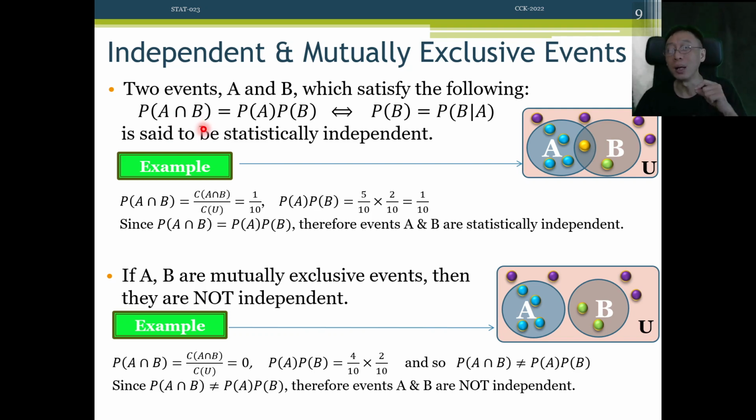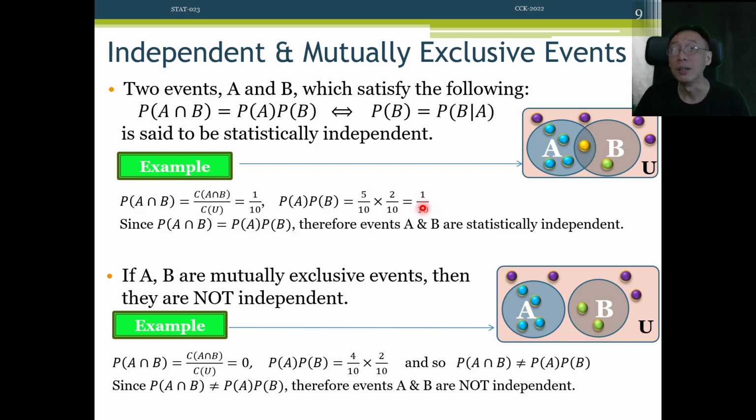Okay, let's just do a quick numerical check first, using this example. So what is P of A? That's five balls divided by 10, so 5 out of 10. Let's multiply that by P of B. So P of B, that's 2 balls divided by 10. Now we enjoy the counting, because that's very useful. So 2 out of 10, and we multiply, we get 1 out of 10.